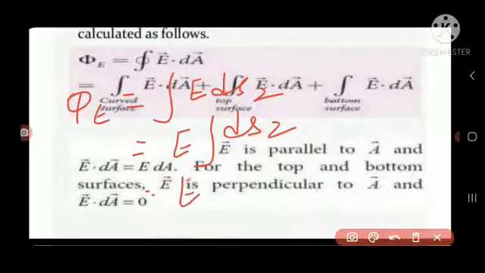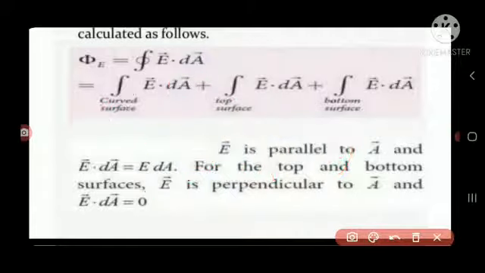E comes out as a constant term, and integrating ds2 gives the total surface area, which is the curved surface area of the cylinder, so it is E times 2 pi RL. Here the height is L. So phi E is equal to E 2 pi RL.